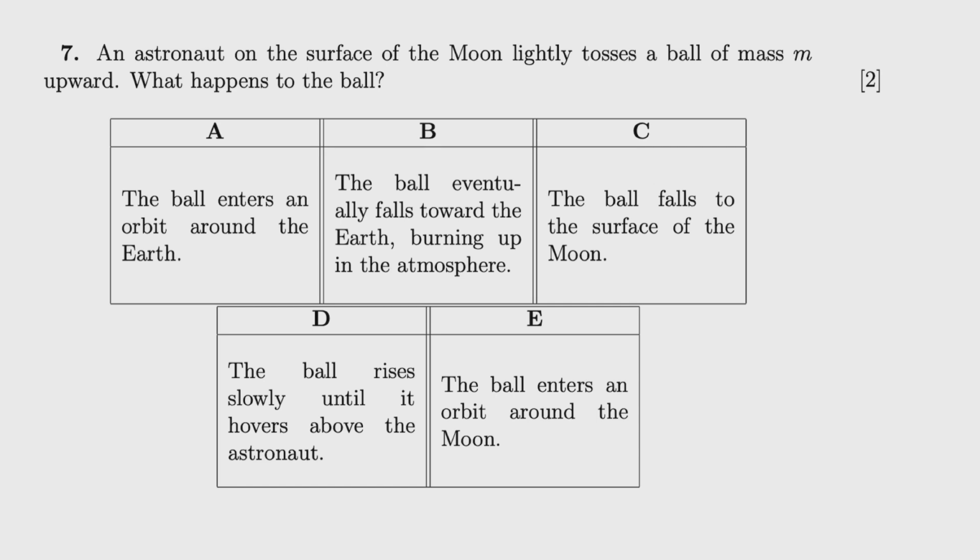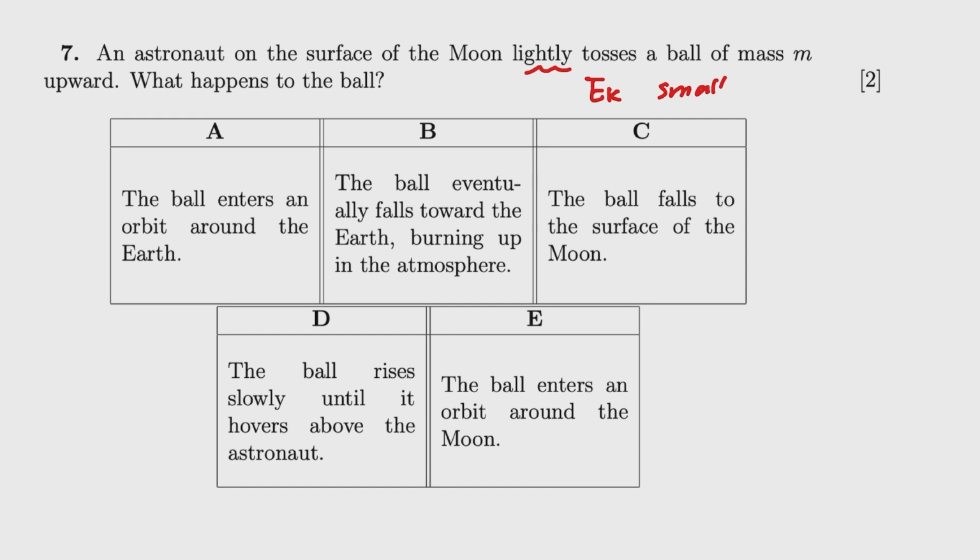So, question number 7. An astronaut on the surface of the moon lightly tosses a ball of mass m upward. What happens to the ball? In this question, the key word is lightly, which implies that the initial kinetic energy of the ball is small. According to our common sense, we can tell that C is the correct answer.